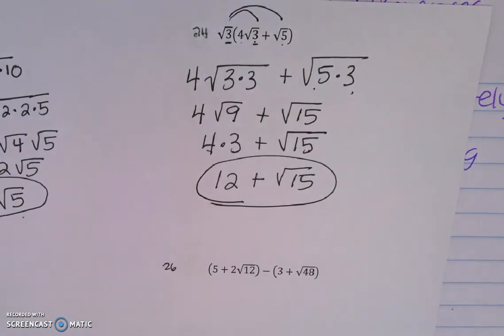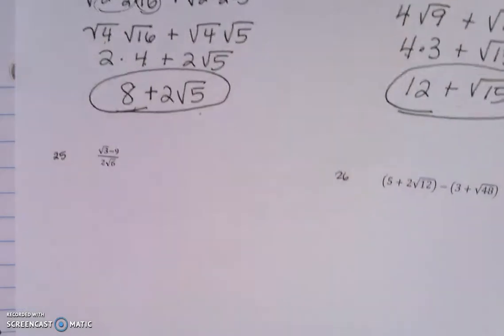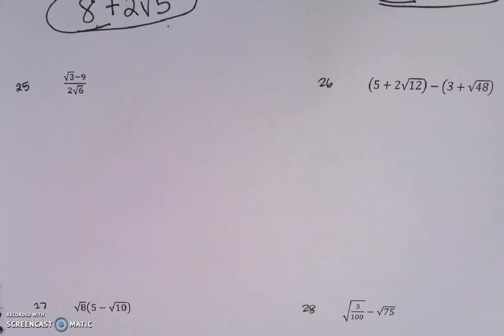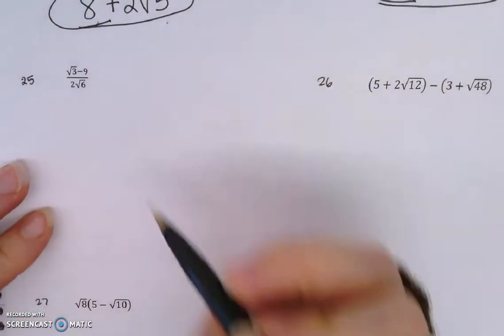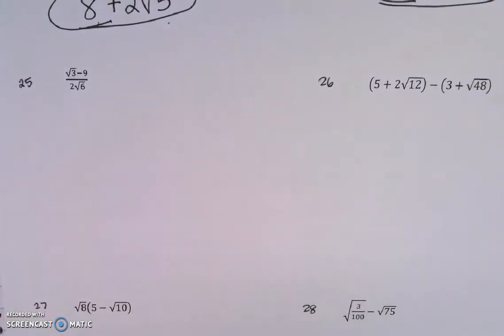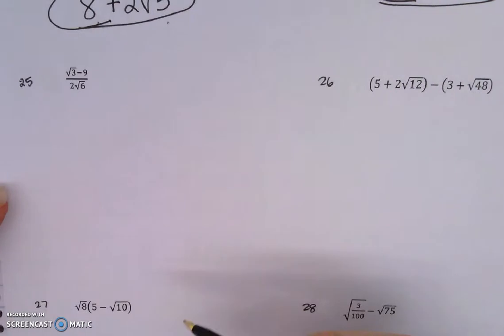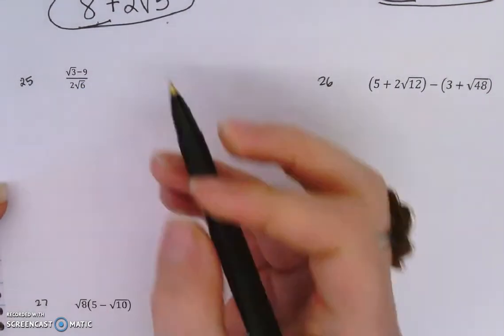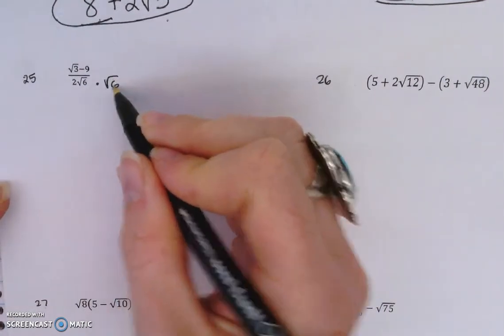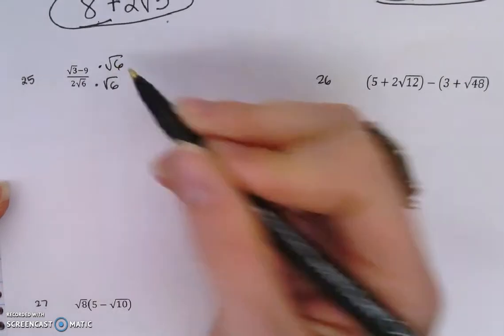Excellent. How have you guys been doing so far? Cool. Take a look at slide 25. I have the square root of 3 minus 9 all over 2 radical 6. You guys, we have to rationalize our denominator. So taking a look, there's nothing I can simplify, so I'm just going to multiply my numerator and denominator by the square root of 6.